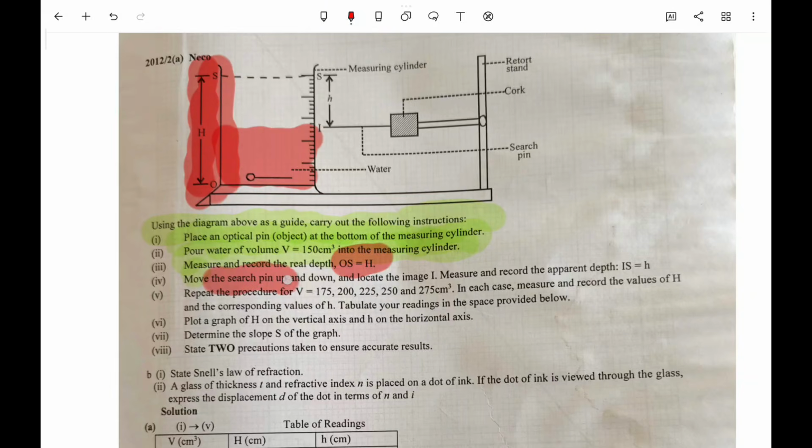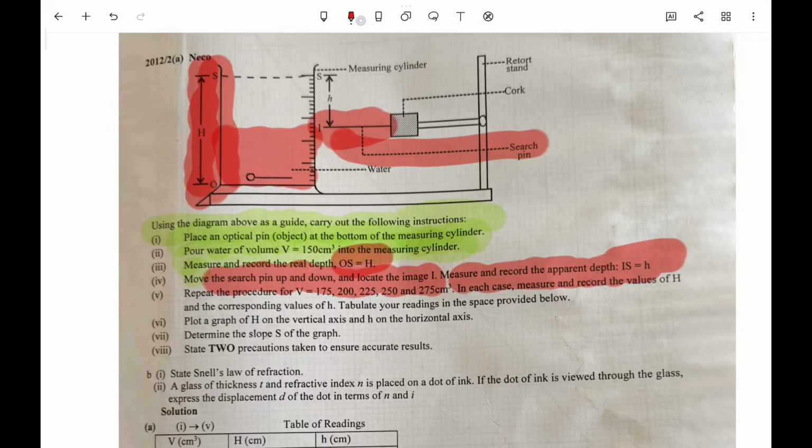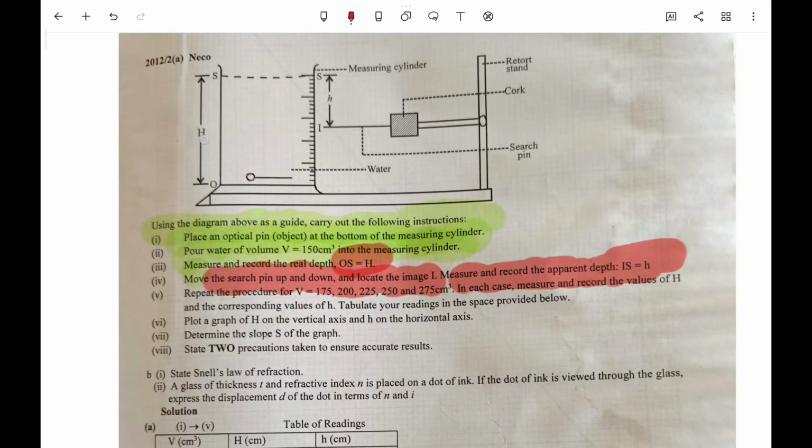Then move the search pin up and down and locate the image I. This is your search pin, up and down. You are supposed to locate the image I and record the apparent depth IS, which is your small h. So we're having two h here. The first h is the real depth, then the second h is your apparent depth, and this is where you can locate the image formed.